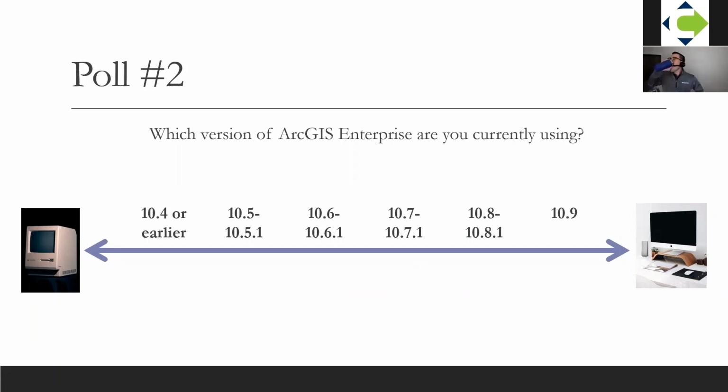Nobody's clicking less than 10.6. So hey, I'll take that. That's good. Let's see. Looks like we've got everybody. I'm going to share that. There we go. Okay, that's great. Nobody lower than 10.6. Well, someone still needs it, but that's okay. So half 10.8, 10.8.1, that's great. And one person running 10.9.